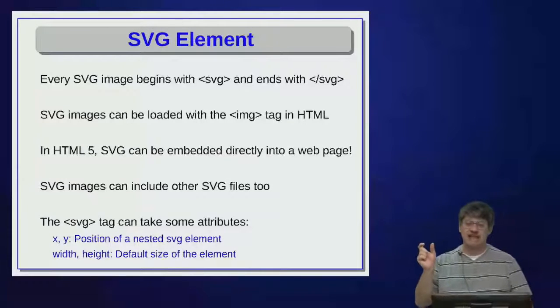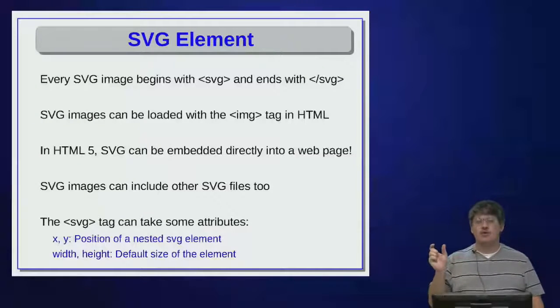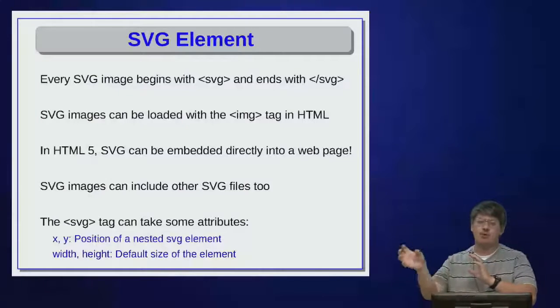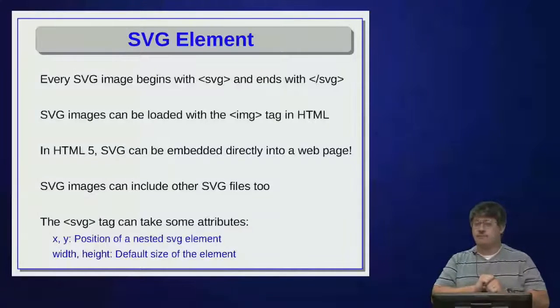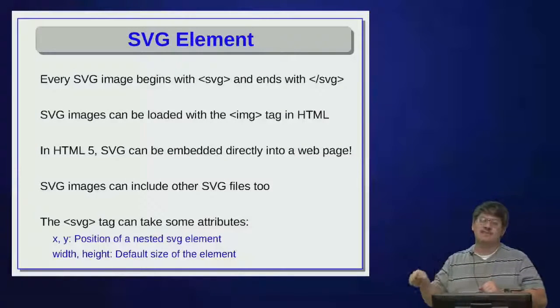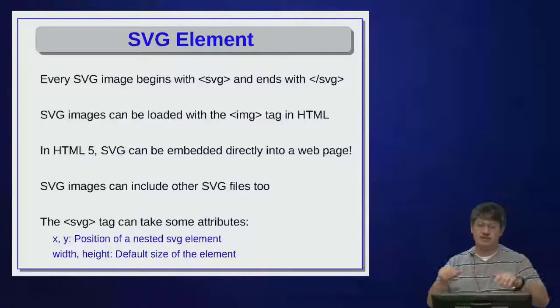So the SVG tag itself can take some attributes. First of all, it can take an X and a Y coordinate. Those are only used if it's a nested SVG element. That is, if it's an image I'm pulling into another image. So for example, if I have my barn and I want to put the horse here, I could give it an X and Y coordinate to put that horse SVG. And then if I have maybe 2 or 3 horses, I could specify different X and Y coordinates for each one, and it would draw them in the appropriate place within my image.